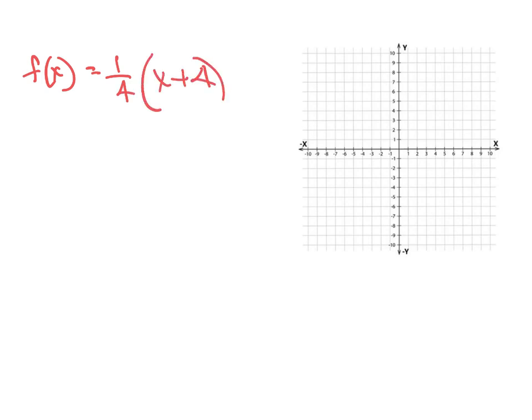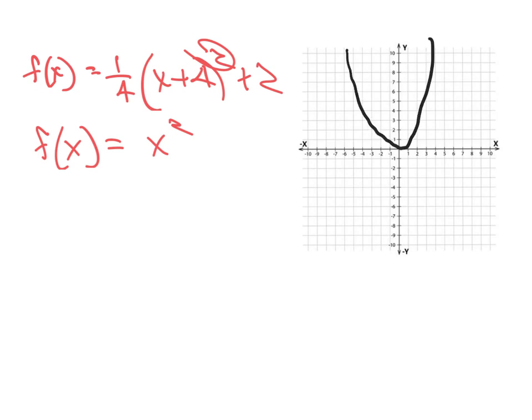So let's say, for instance, that I have f of x equals 1/4 (x plus 4) quantity squared, plus 2. All right, so the base problem would be this. So that tells me that I've got this parabola that is going to look like this. We're going to follow, oh, that's an ugly one, but we're going to follow PEMDAS, and we're going to do what it says in the parentheses first.